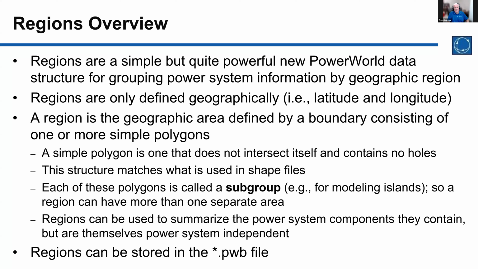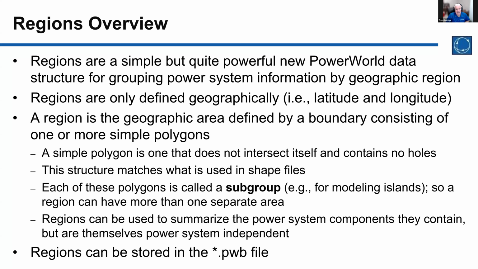Regions consist of one or more simple polygons, and a simple polygon is just one that does not intersect itself. That is to say, it's not like a bow tie, and it doesn't have any holes in it. It doesn't have to be convex. It can be as complicated as you want, but you just have to make sure it does not intersect itself or have any holes.